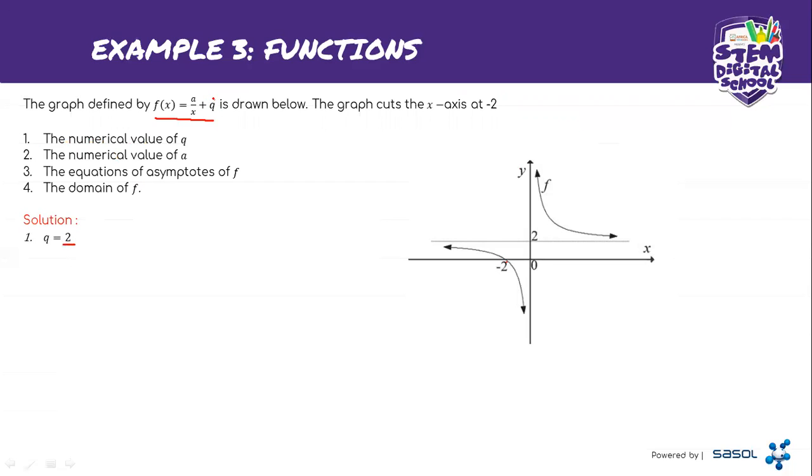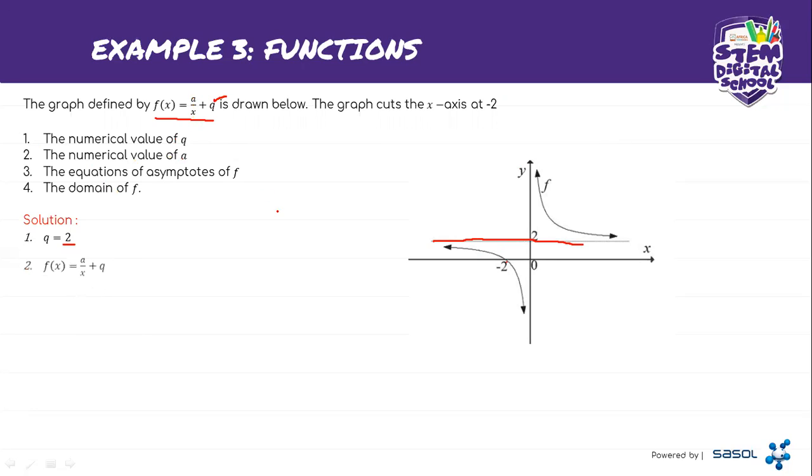Now, q will always act as what? As the horizontal asymptote. Remember, a hyperbola has 2 asymptotes: the one that is going horizontally, and the one which is vertical. Then q is the horizontal asymptote. And it's very clear from the graph, the horizontal asymptote cuts the y-axis at 2. So the answer is 2. q is 2 there.